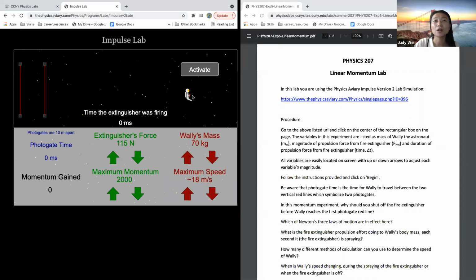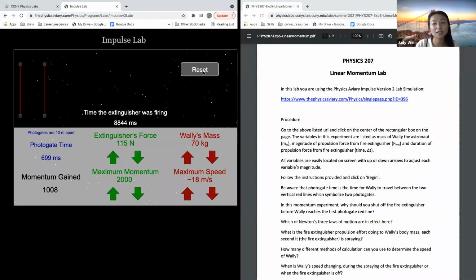Then outer space will have an opposite force working on the extinguisher first, and then the extinguisher pushes the astronaut, making him move. So let's see how it works. Start acceleration, then go. There are two photo gates and a shut off. When you shut off, that means the fire extinguisher stops propelling the air.